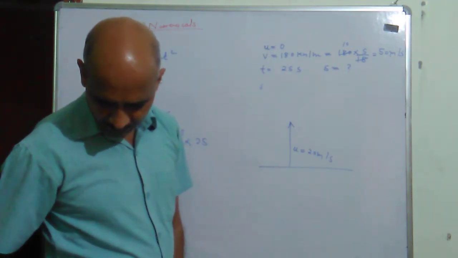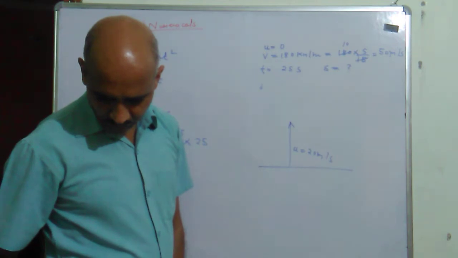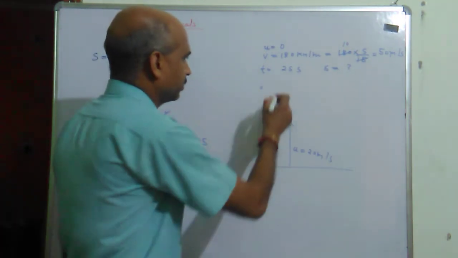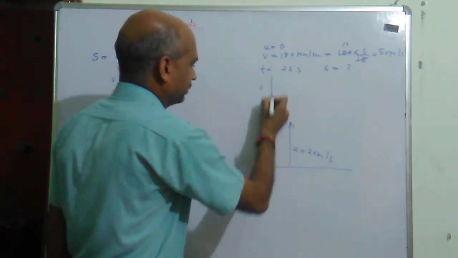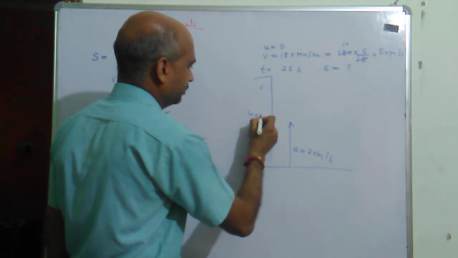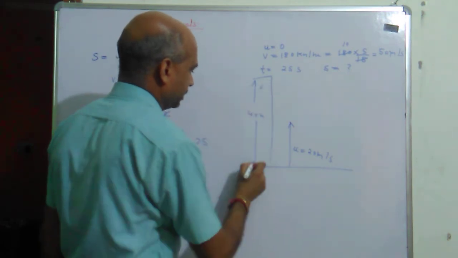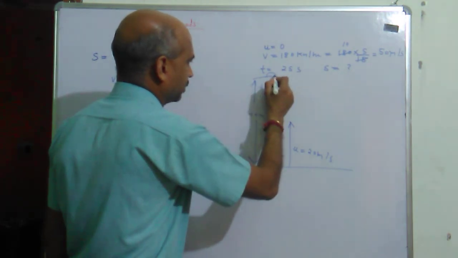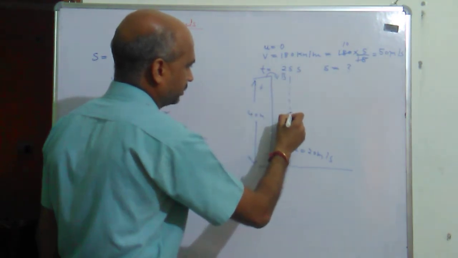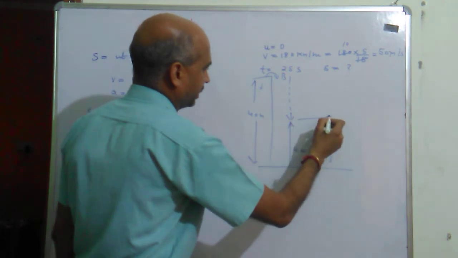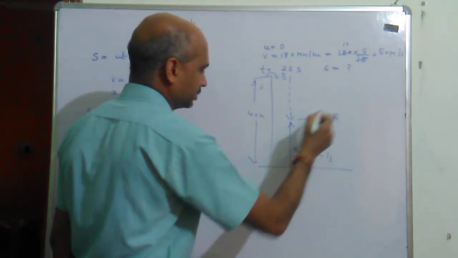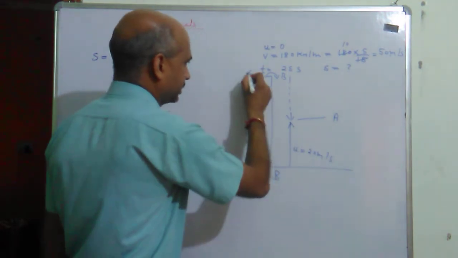Then from the ground, and B vertically downward from the height of 40 meters. Suppose ball B is kept here. This distance is 40 meters. From here I threw ball B downward. So this is ball B. We have thrown it downward. They meet or collide at a particular point. Say that point is A. Suppose this point is B and this point is C.